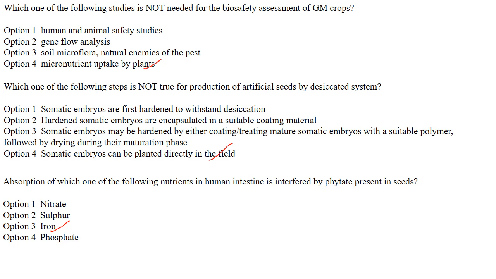Then absorption of which of the following nutrients in the human intestine is interfered by phytate present in the seeds? It is iron. Phytic acid interferes with the absorption of iron.